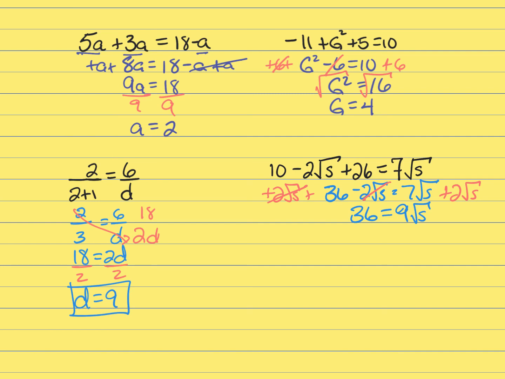Still trying to isolate s, so I'm going to divide both sides by 9, so I get closer to the s. So the 9's go away. That leaves me with, on the left-hand side, 4, and that equals the square root of s. To isolate s, what I need to do is square both sides. Remember, whatever you do to one side, you've got to do to the other side too. So I'll square both sides, and that is going to leave me with the fact that s is equal to 16.